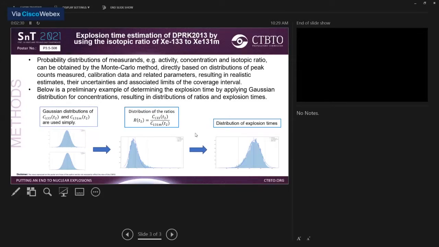We can perform the event screen. With the distribution of the explosion time, we can estimate the mean value of the explosion time and also the limits of the coverage interval. So please visit the e-poster for more detail. Thank you.